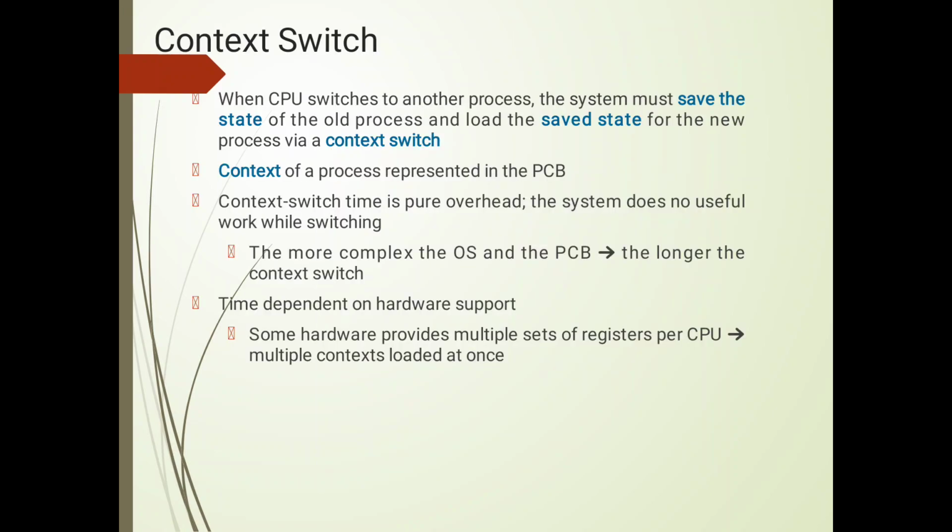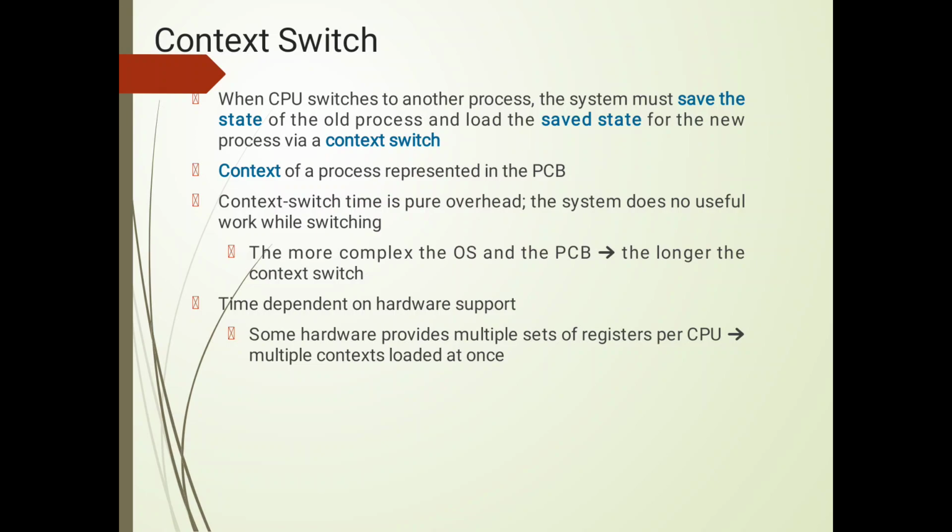CPU switch process. Here the CPU is switched from one process to another process by context switching. When the CPU switches to another process, a system call is used. It is an interrupt for the execution of one process. So the system must save the current state of the old process and load the saved state for the new process. That is context switching.